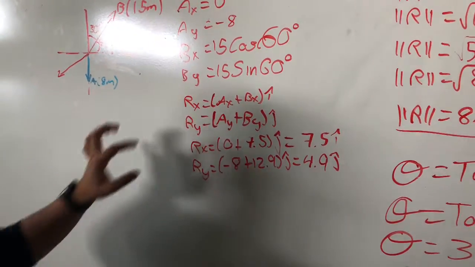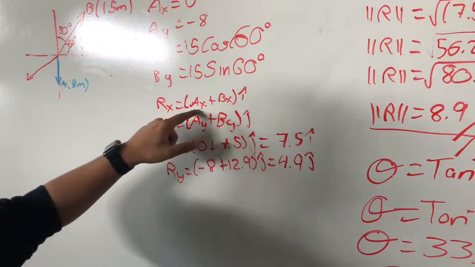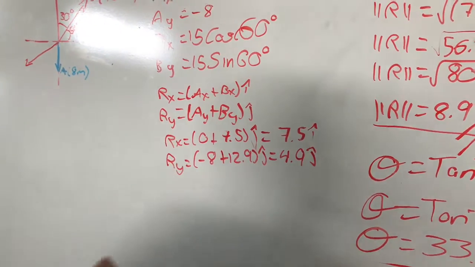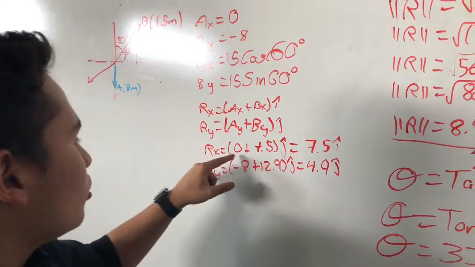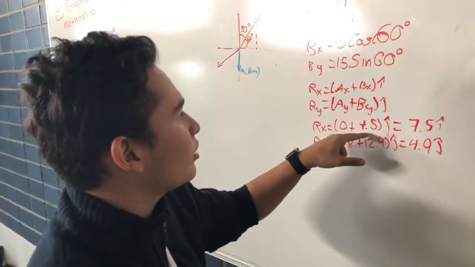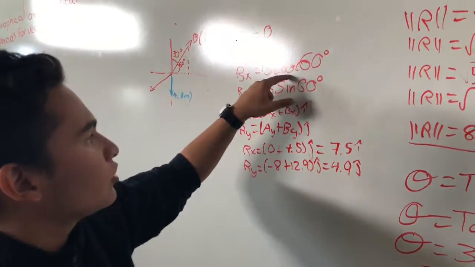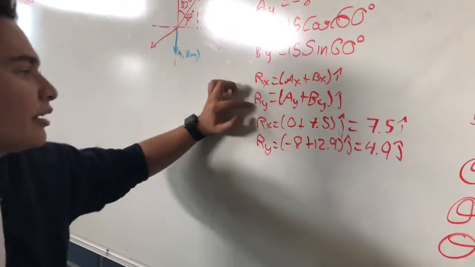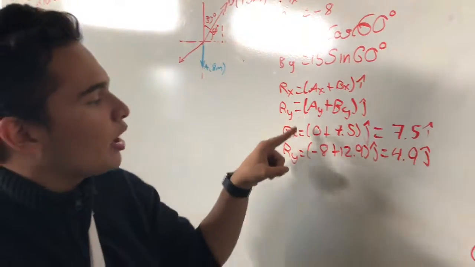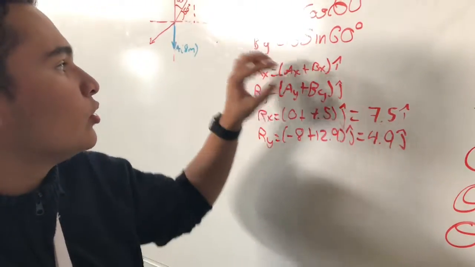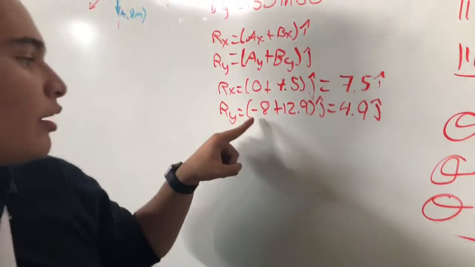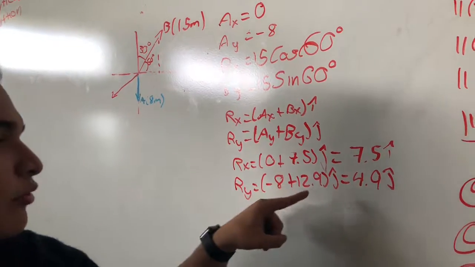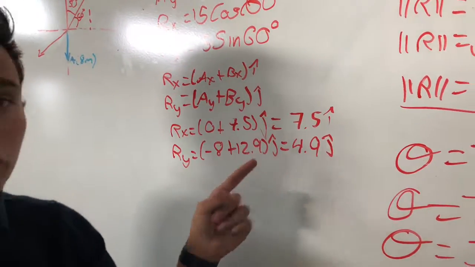The first thing is Rx. Rx is Ax plus Bx in the x direction. So it's 0 plus 7.5, that is the result of 15 cosine of 60. It's going to be 7.5. The next thing is Ry. You have Ay and By. You will use the same method. That is going to be minus 8, that is here, and 15 sine of 60, that is 12.9. The result is going to be 4.9.